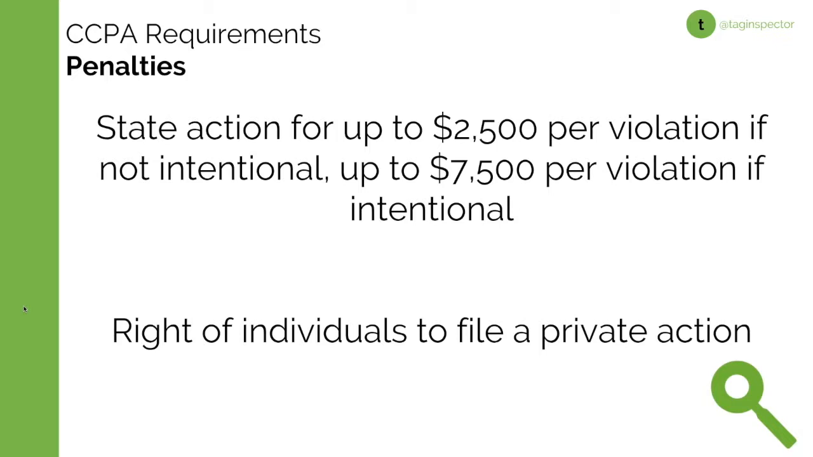So the first one relates to state action. The state of California, the Attorney General, can file an action. And the fines for that are up to $2,500 per violation if it's an unintentional violation, and then up to $7,500 per violation if it is found to be an intentional violation. Per violation means per user.